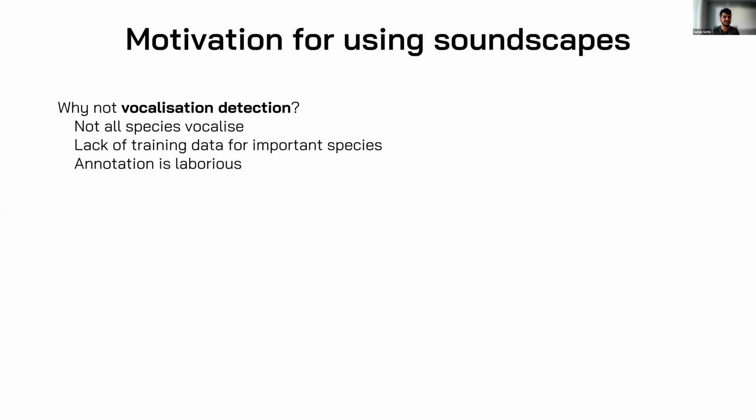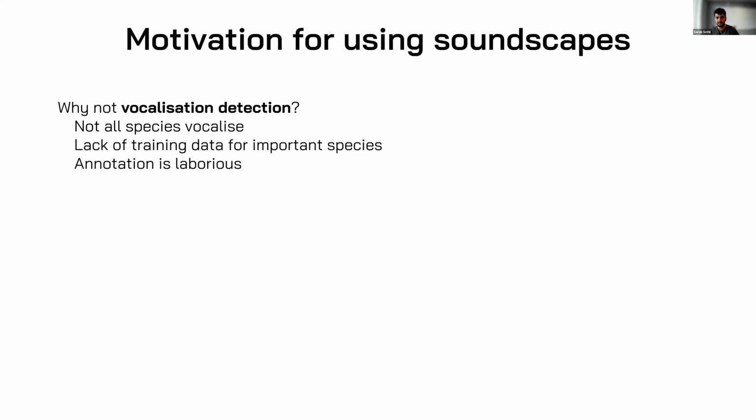Okay, why would you not just use vocalization detection? Great question. Well, not all species vocalize, so we might want to know about probability of occurrence of species in areas which are non-vocal. Does soundscape data give us any insight into this? This is one question. There's a lack of training data for important species.